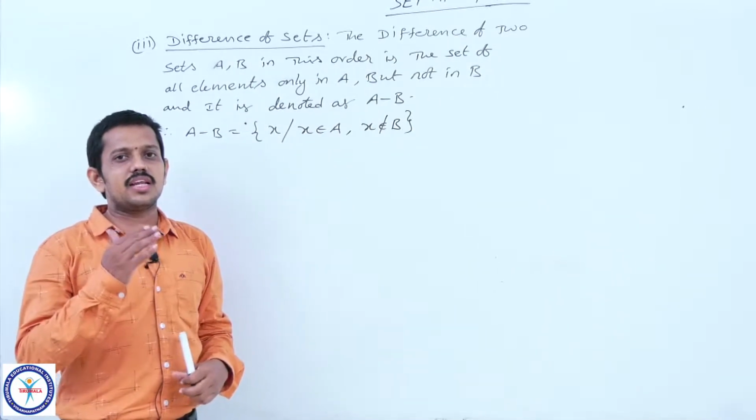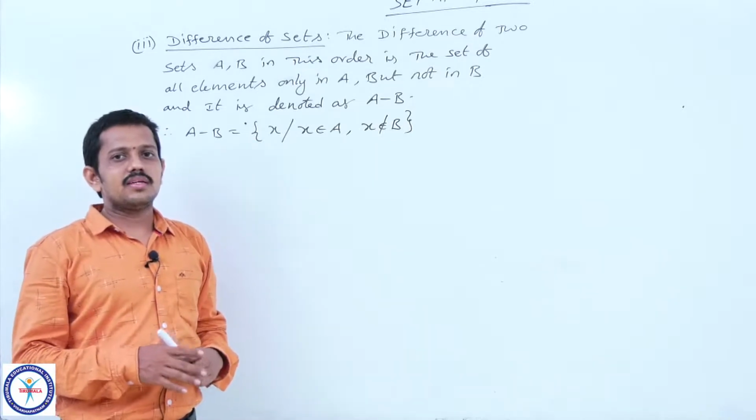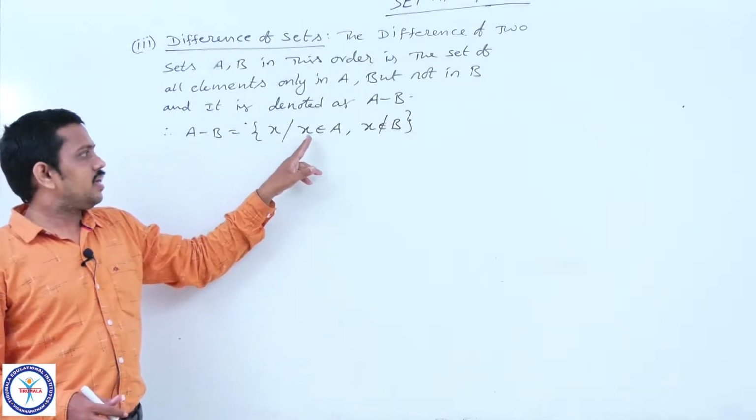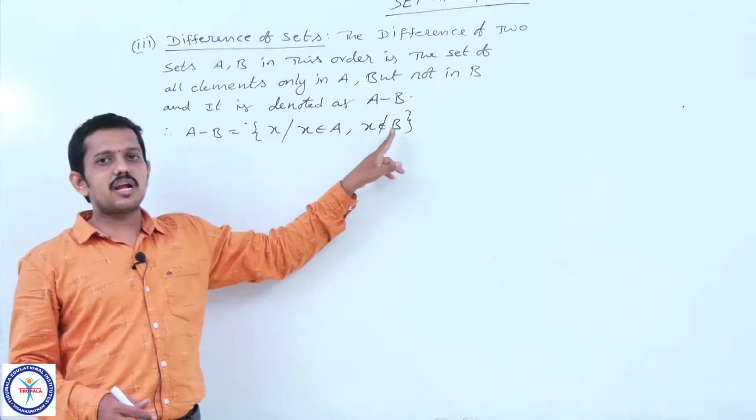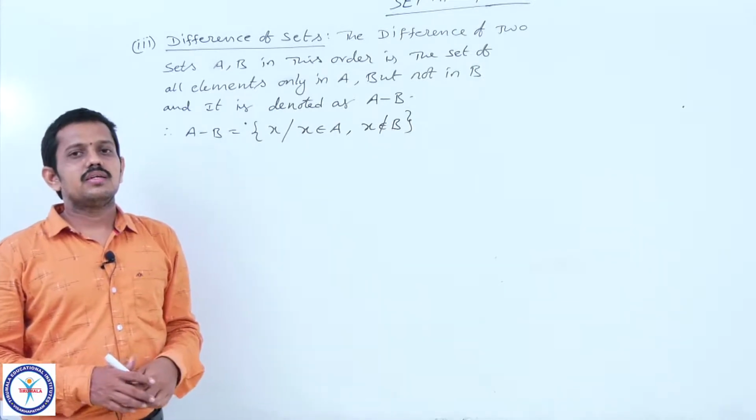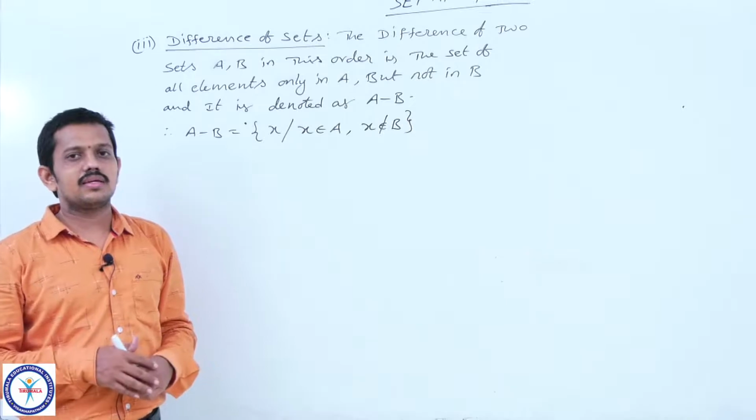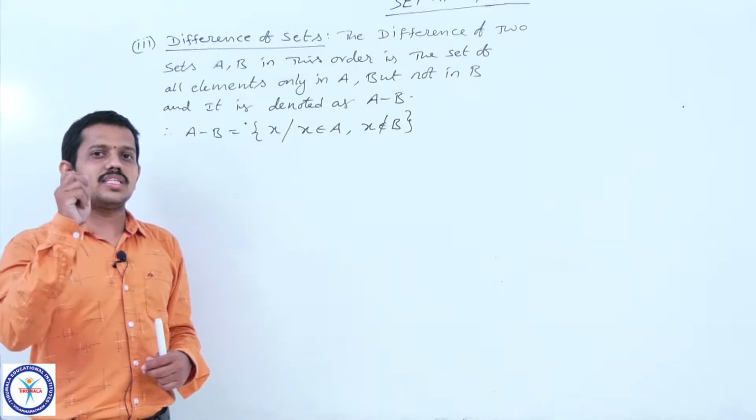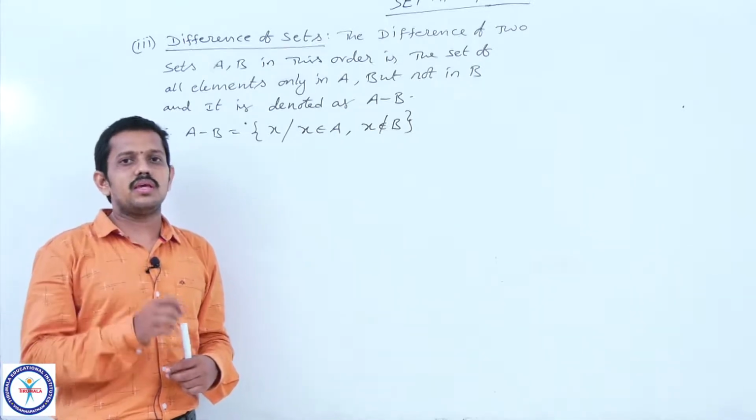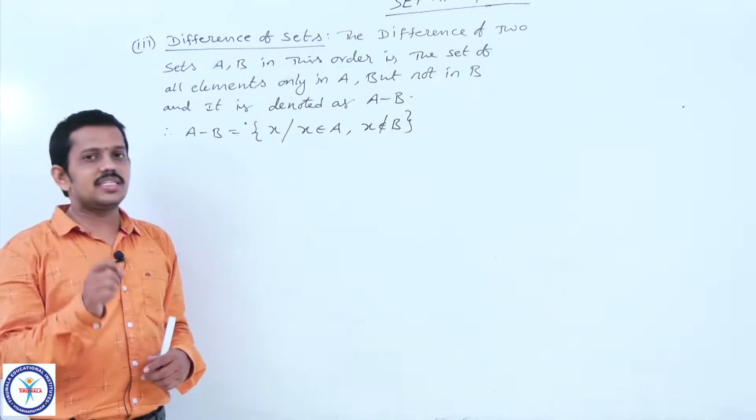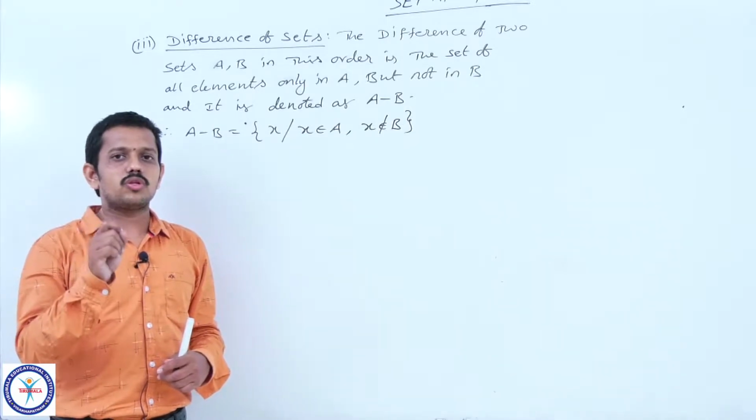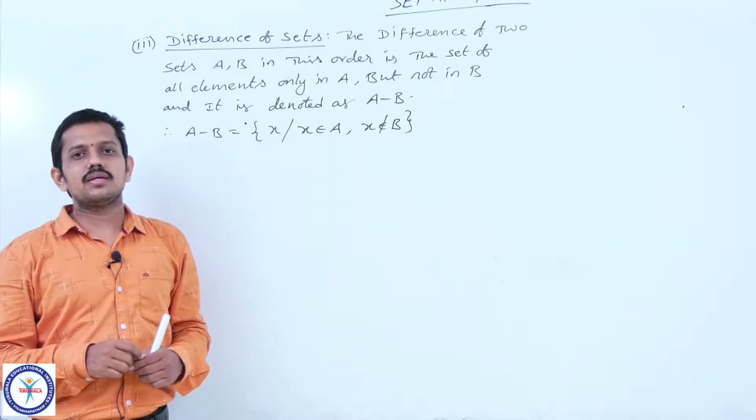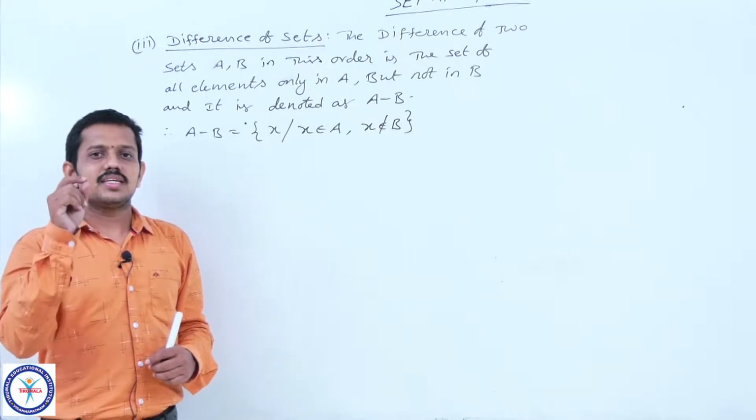If we take the order A minus B, then A minus B is equal to the set of all elements x such that x belongs to A and x does not belong to B. It means that if any two sets A, B are there, then A minus B is the set of all elements belonging only to set A and not to B. If there exists any element common to set A and set B, then we eliminate that element and write the remaining elements of set A.